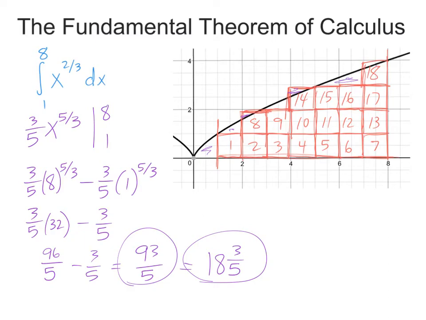But again, this is our perfect area. This is the exact amount of area under this graph between x equals 1 and x equals 5 using the fundamental theorem.